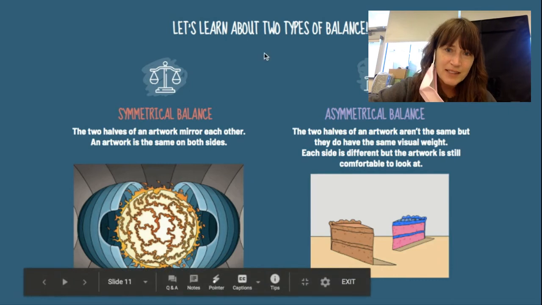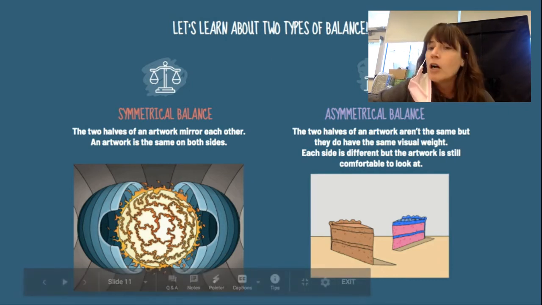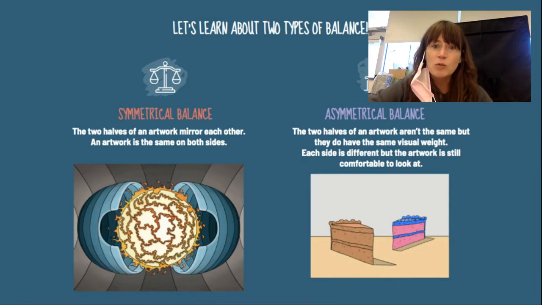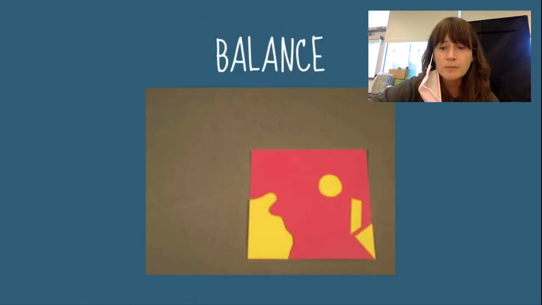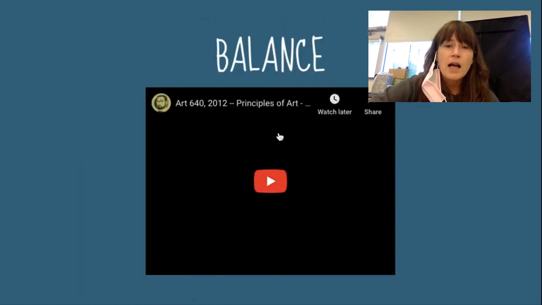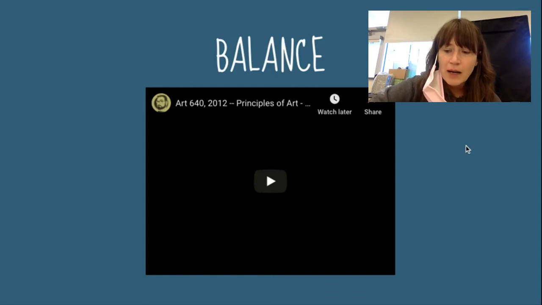That's symmetrical balance. And then we've got over here asymmetrical balance, which is the 2 halves of an artwork aren't the same, but they do have the same visual weight. Each side is different, but the artwork still is comfortable to look at because it's still in balance. And this would be an example of asymmetrical balance over on the right-hand side of the screen. You will watch this video now.